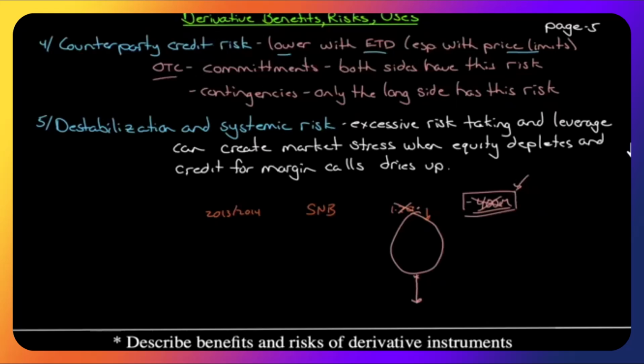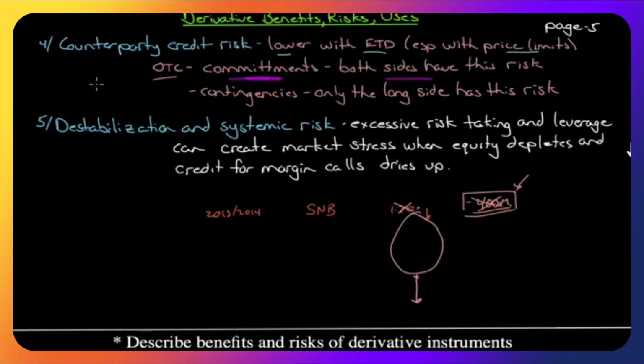OTC is where you would have counterparty risk. But remember, there's a financial institution typically on the other side of each OTC contract. That financial institution's only going to do business with counterparties that it trusts. If it doesn't, it will ask for margin. These are commitments. Both sides have this risk on a commitment.